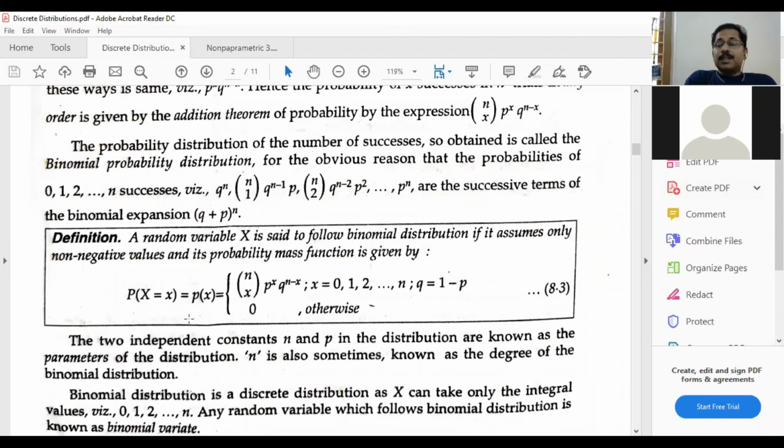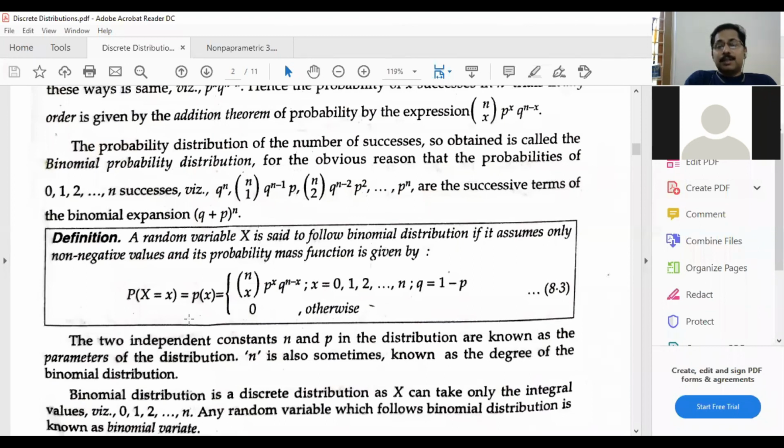Now you can check whether this is a probability function. Here p is a parameter. This distribution has two parameters, p and n. N is the number of trials, a constant, and p is another constant, the probability of success. So the binomial distribution has two parameters, n and p.